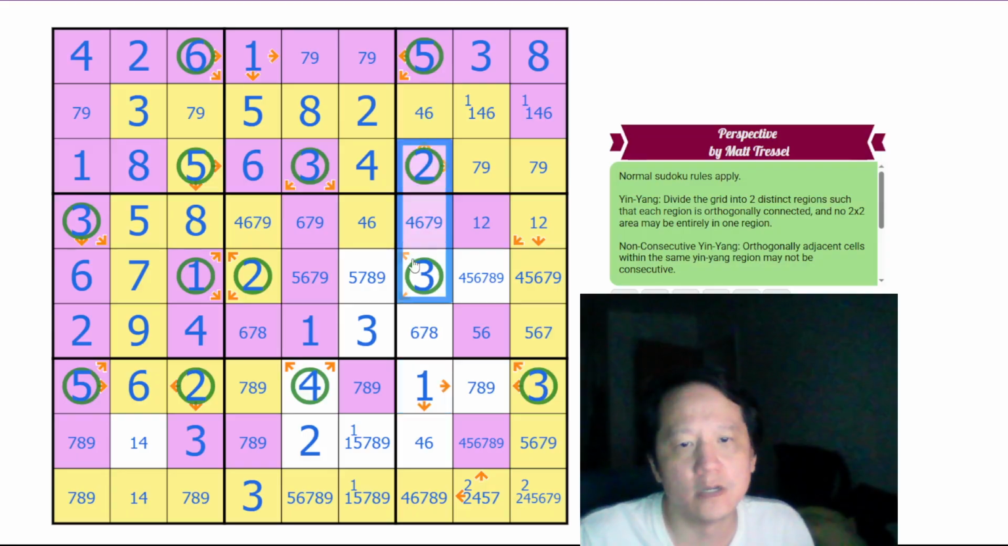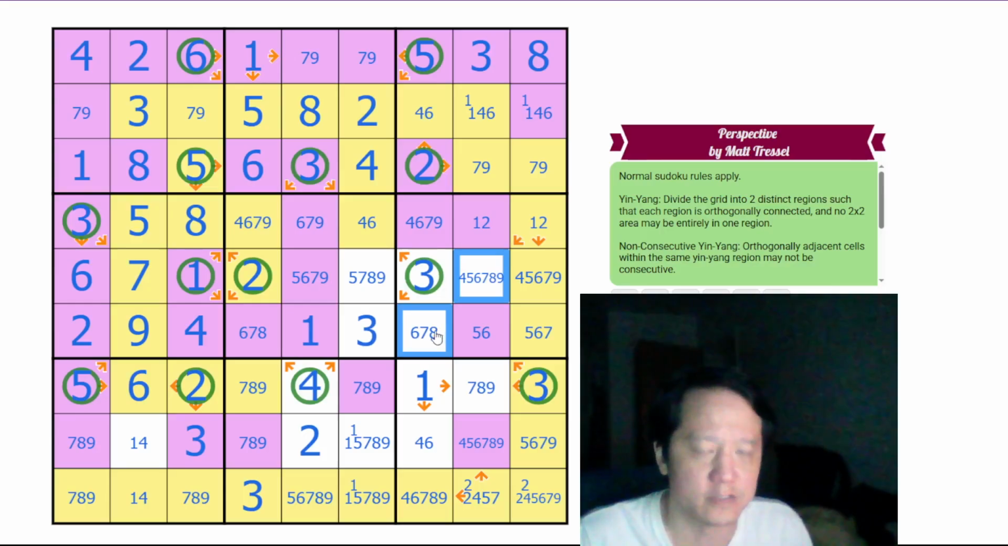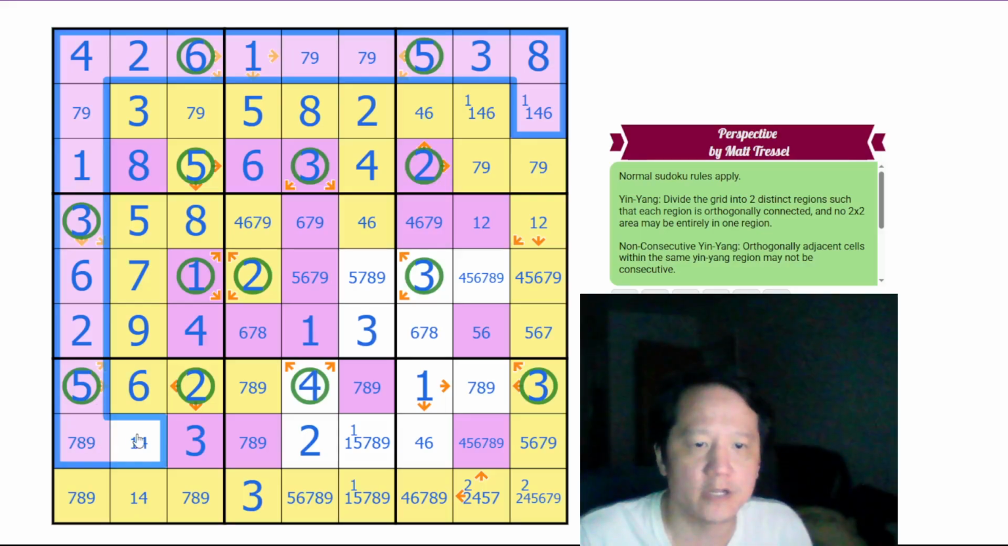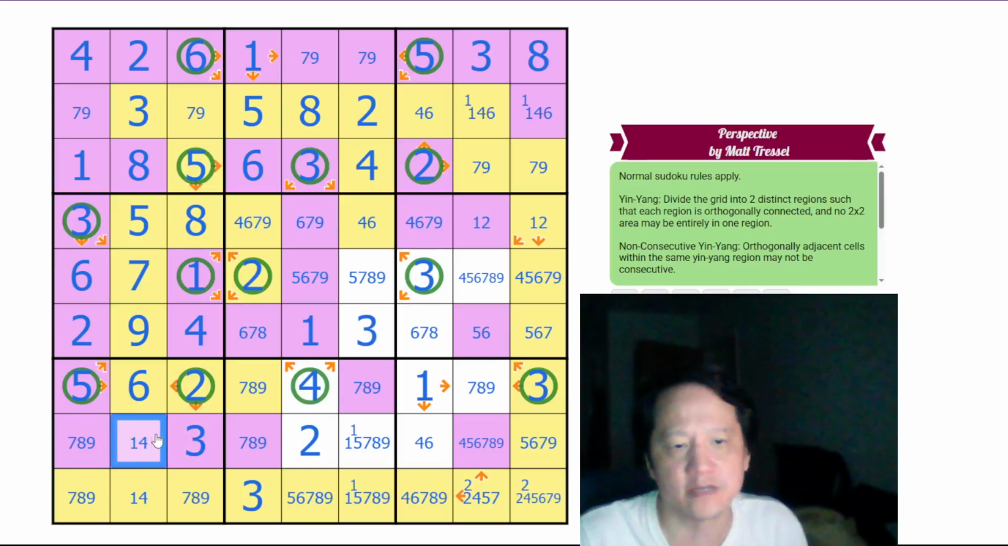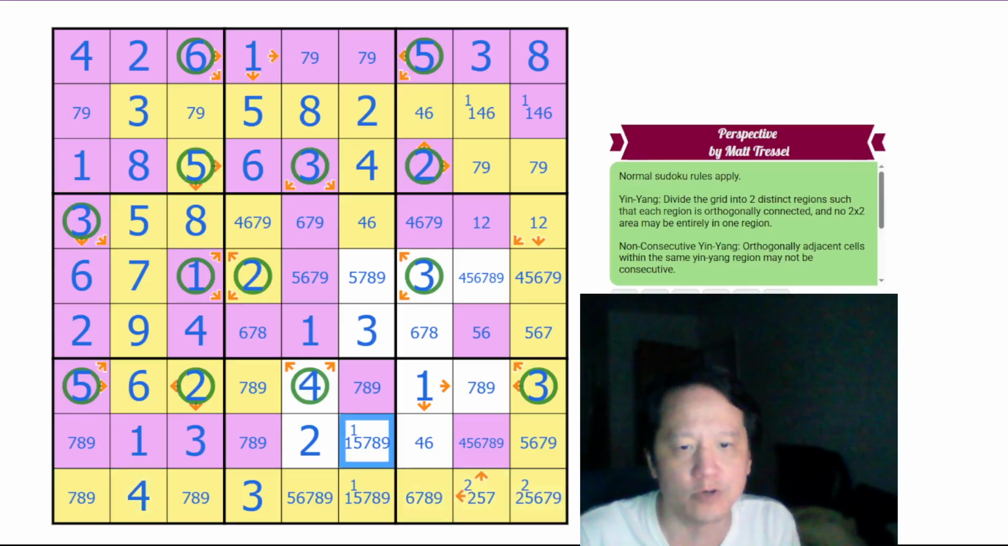We know one of these is pink at least. This goes pink here. It has to orthogonally connect, so this is pink. This cannot be 4 because that's consecutive with 3, and they're in the same region. So this is 1 and 4. That eliminates 4 in the rest of the row. 1 eliminates 1 here, so where is the 1?